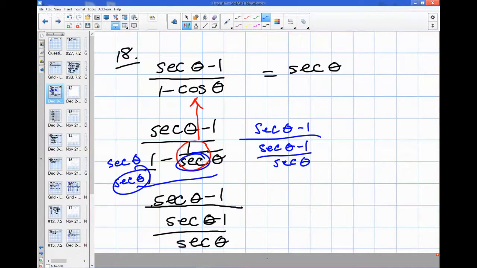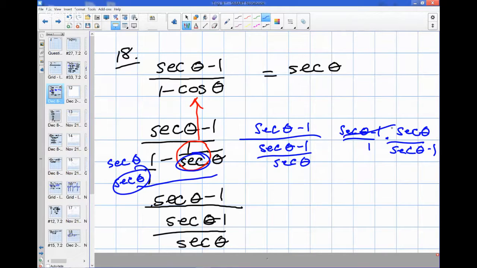Okay, and then what happens when you divide one fraction by the other? This is like secant theta minus 1 over 1 divided by this fraction on the bottom. And so I invert and multiply: secant theta over secant theta minus 1. And by the way, this is all left-hand stuff. I just ran out of space, so it looks like I'm messing with the right side. I'm not.